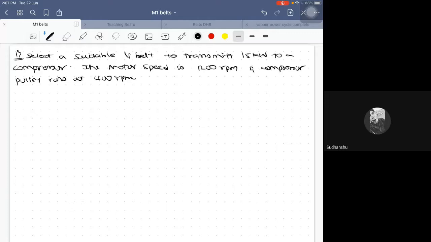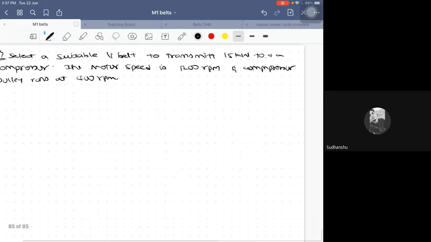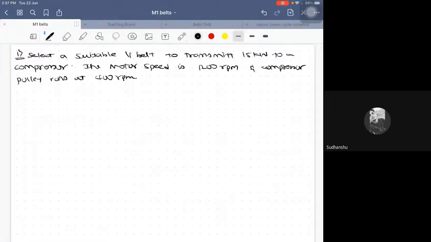That's it, nothing more. So whether the given problem is a design oriented problem or a numerical oriented problem? This one is design. How did you come to know that? Select a suitable V-belt. So he has given us to select a suitable V-belt to transmit 15 kilowatt of power. Okay, so we shall see how to do this particular problem.